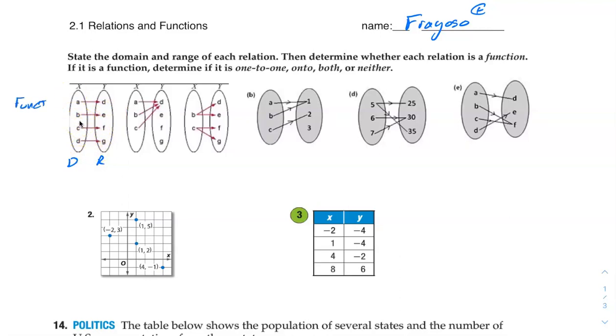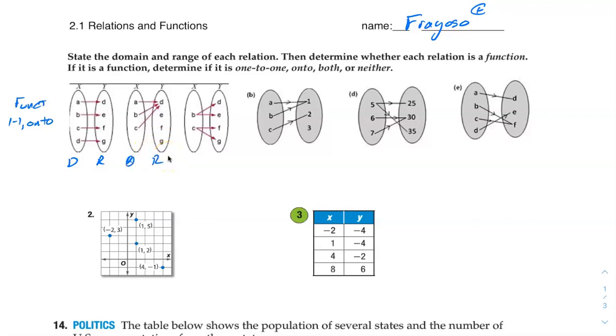Is it one-to-one? Well, that just means that they all go to separate things. They all do, so it is one-to-one. Is it onto? Onto just means that every value in the range gets taken up. And in this case, it does. So it's one-to-one and onto. It's both.